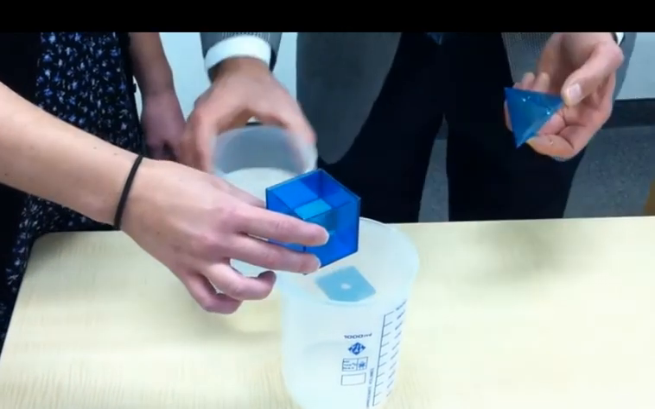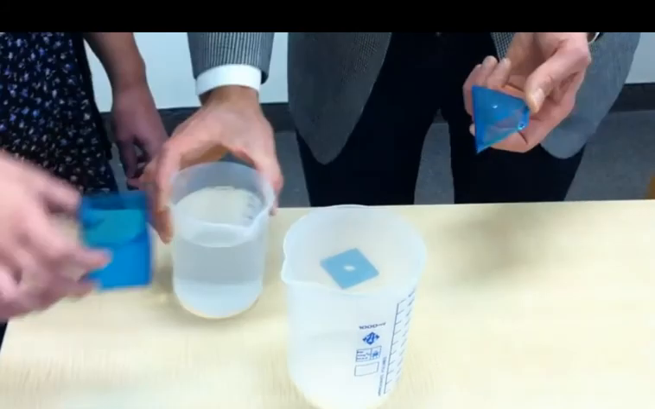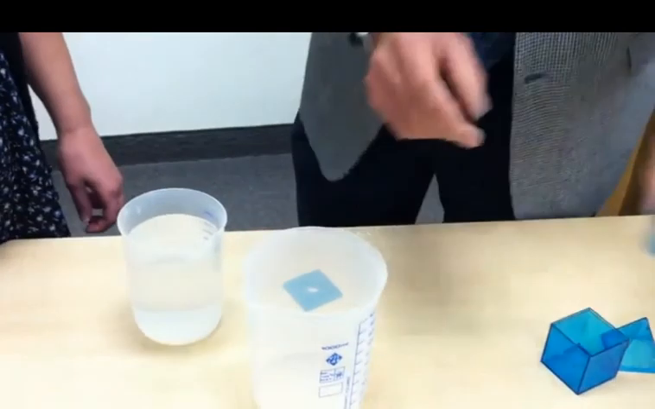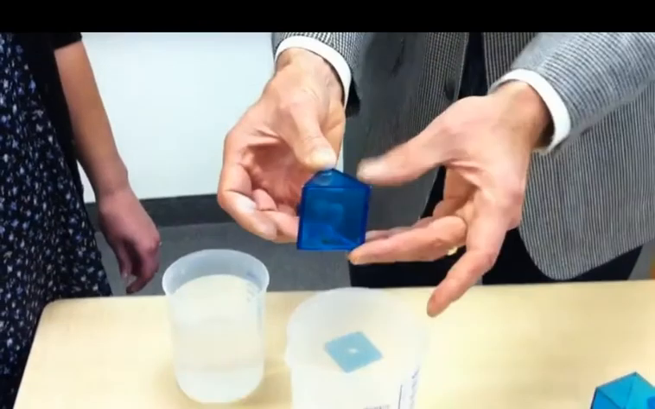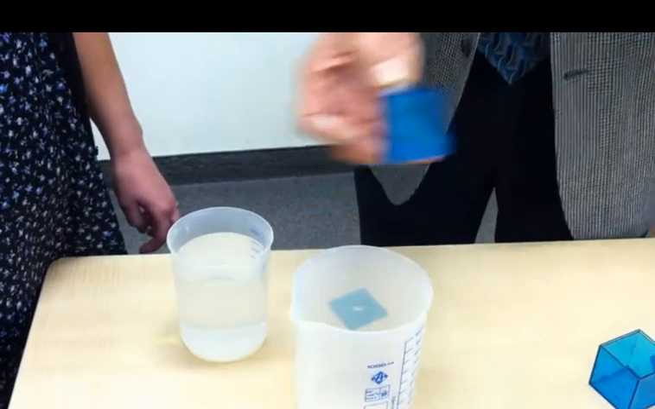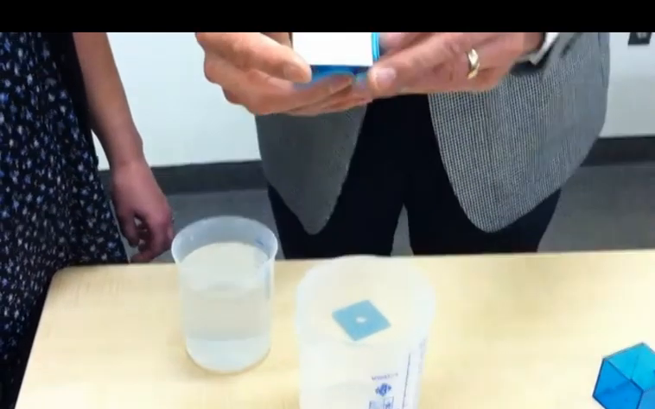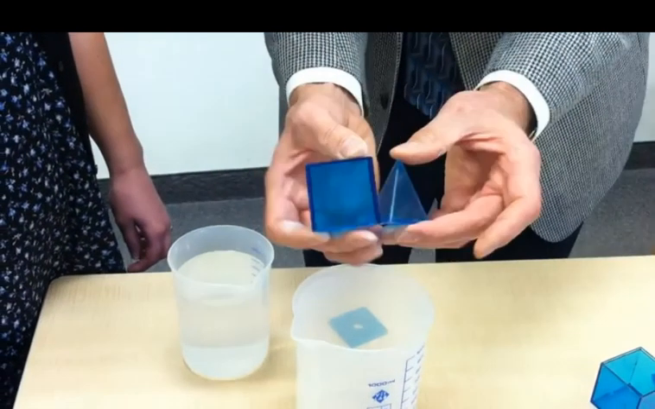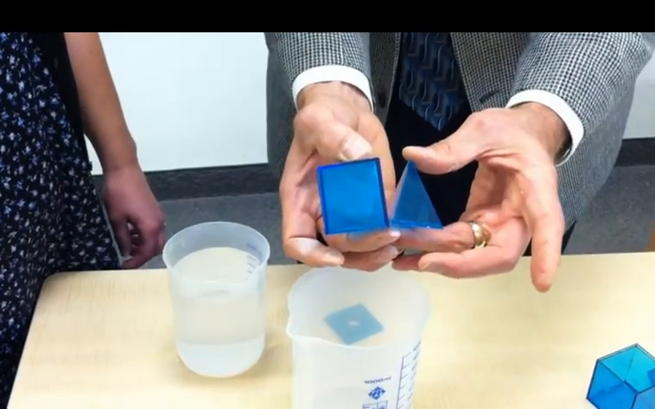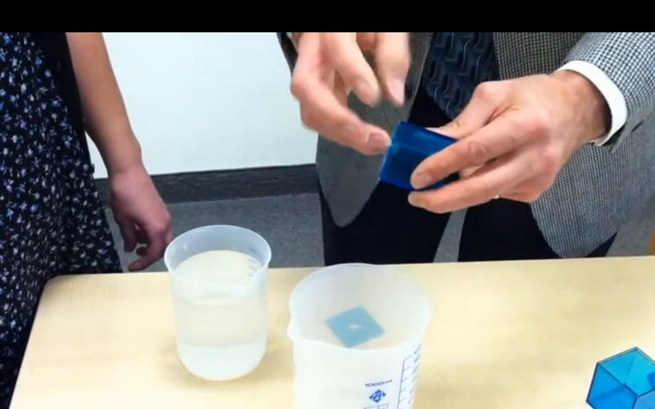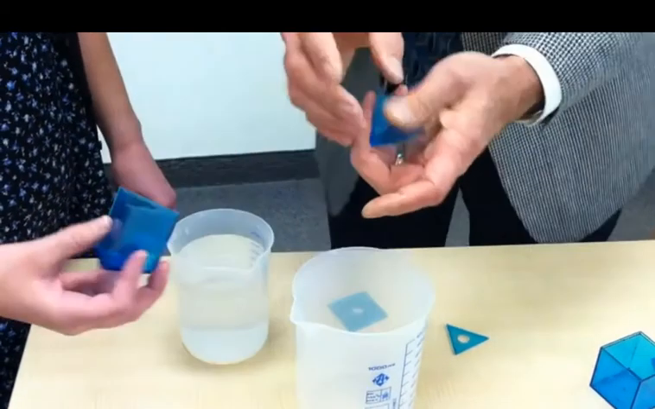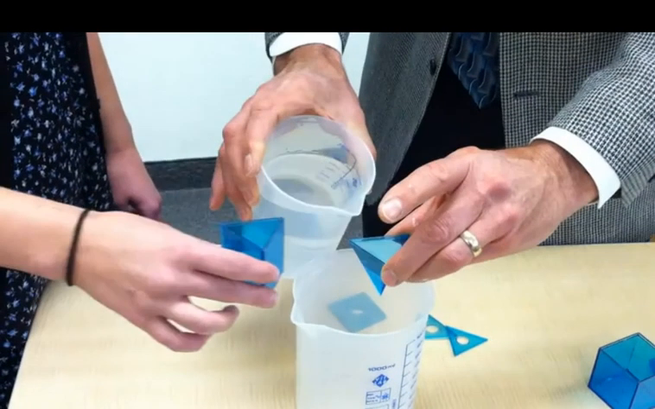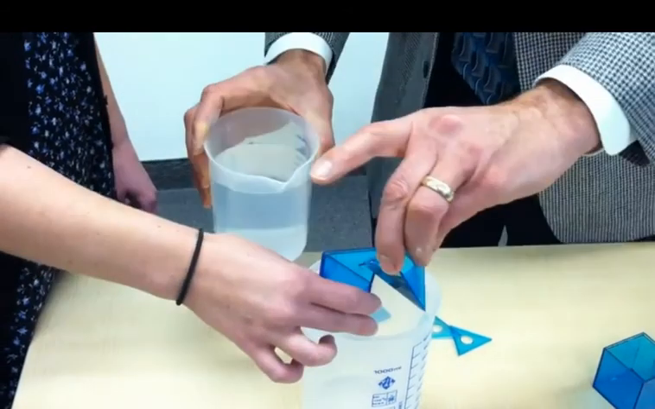But, go ahead and pour that back. That is with a square pyramid and a square prism. What if we take a triangular prism and a triangular pyramid? Again, base areas are identical. Heights, you'll notice, the heights are the same. And we will see if this same relationship holds. We will pour a triangle pyramid into the triangular prism.